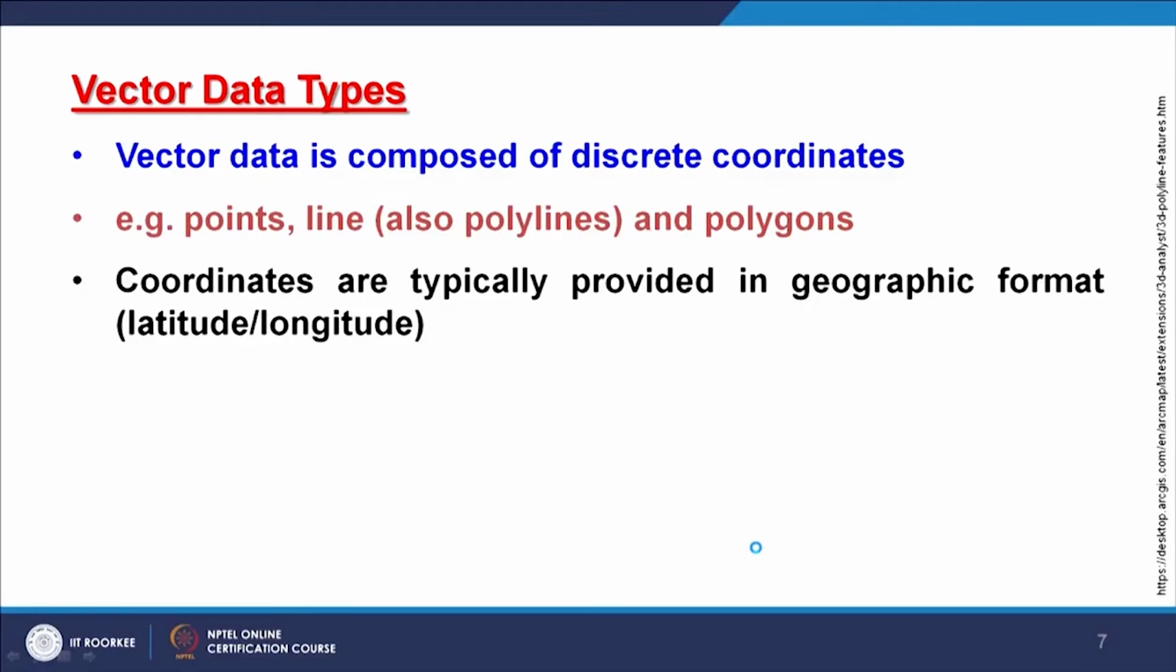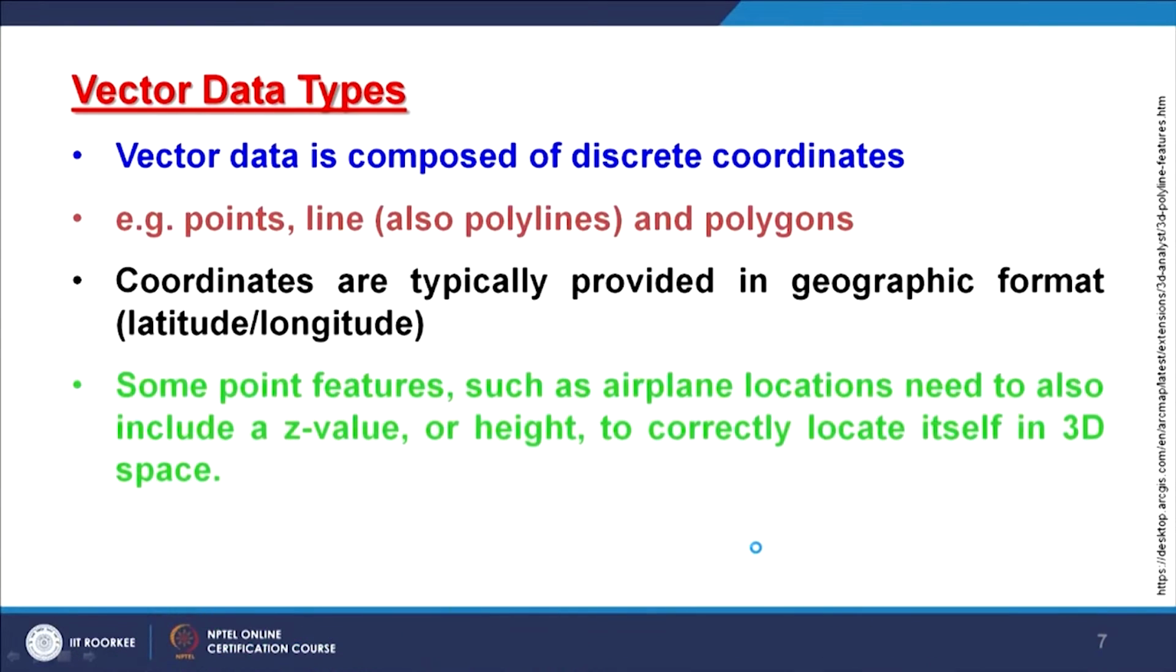Coordinates are typically provided in geographic format. This we have been telling you already, and it is true throughout our discussion in GIS, that coordinates are in the geographic domain. Some point features, such as airplane locations, need to also include a z value or height, and that will go as attribute information, and you can have n number of attributes as we have discussed.